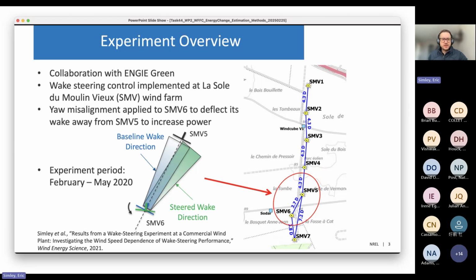The experiment ran from February to May, so a relatively short experiment, but given the prevailing wind direction at the site, we did capture a lot of data. This is documented in a Wind Energy Science paper, and we're focusing on this experiment right now because this data is publicly available. It was made available by NG, so it's easy to work with that and show examples and results using that data.